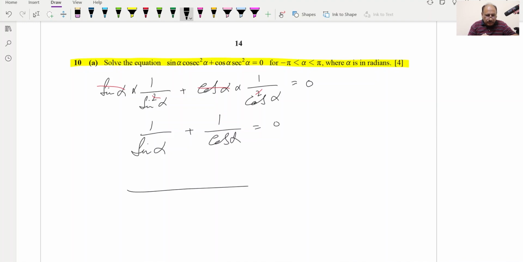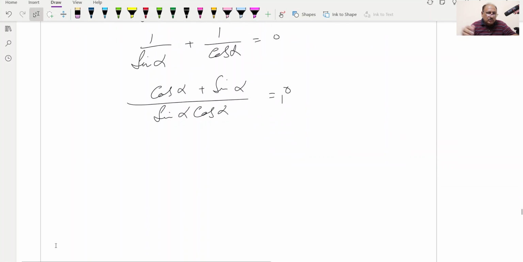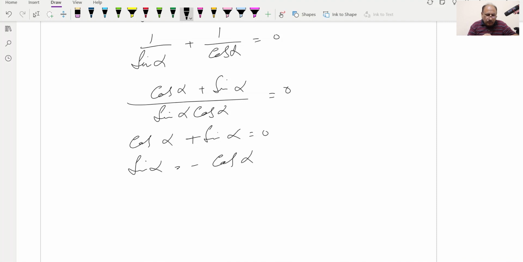We can take the LCM, which will be sine alpha cos alpha, and this will be cos alpha plus sine alpha is equal to 0. The denominator we can shift to the other side, so we get the equation cos alpha plus sine alpha is equal to 0. So sine alpha will be equal to minus cos alpha, or we can divide, so this implies tan of alpha is equal to minus 1.